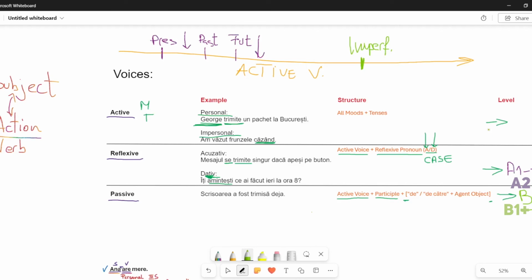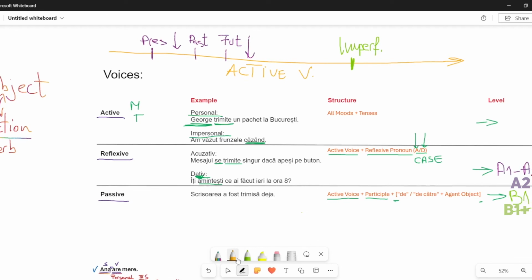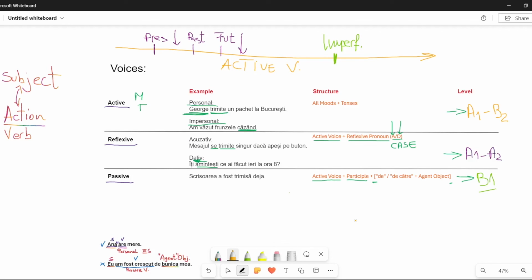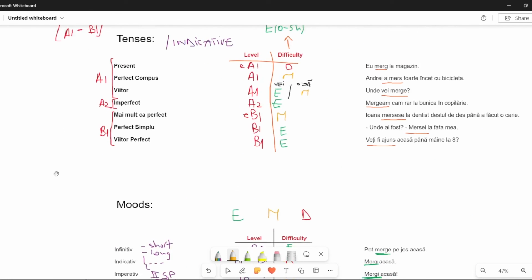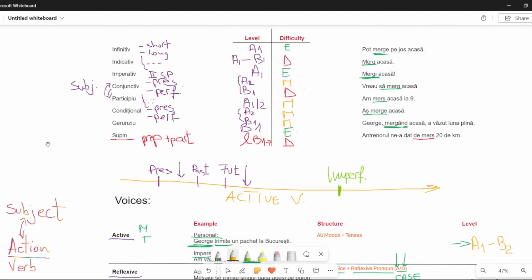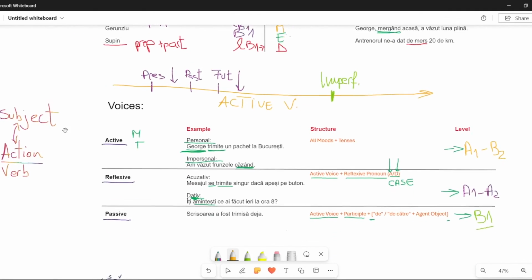I know I avoided to put a level on the active voice, but that is because learning the active voice covers pretty much the whole spectrum from A1 to B2. From the present tense to the supine mood or supine. Now, about the level people think you are, it is all based on those levels I wrote next to each tense, mood, or voice. Using verbs in Romanian is tricky, but that is merely half of the job.